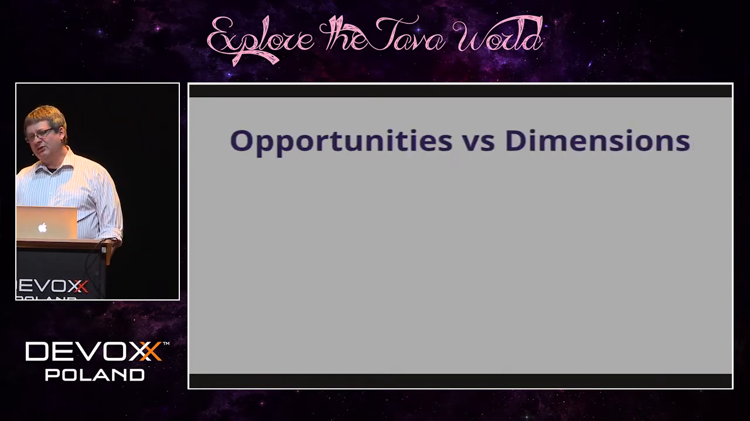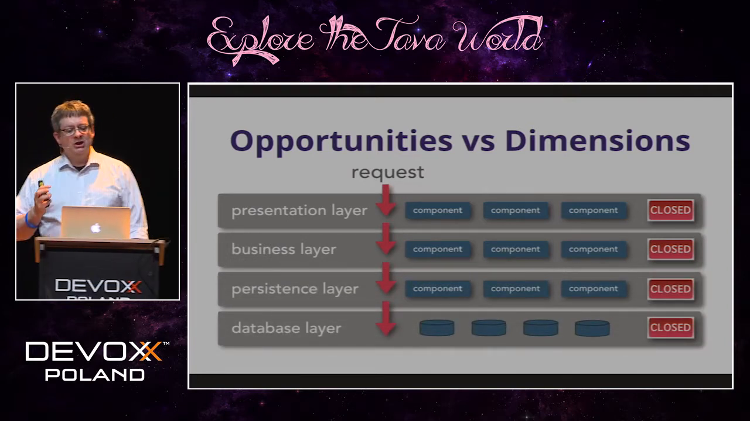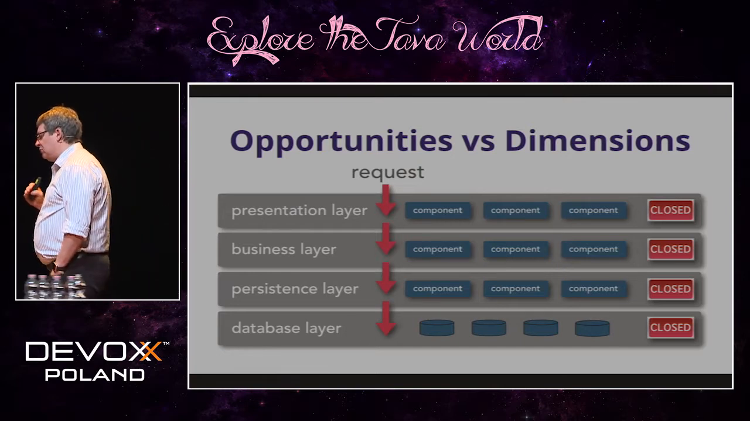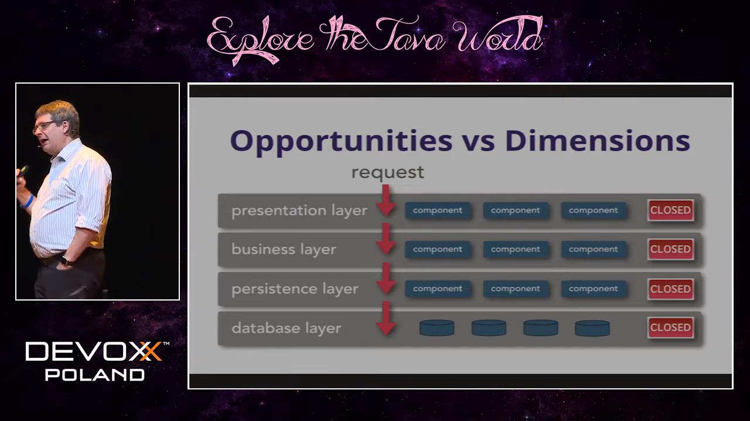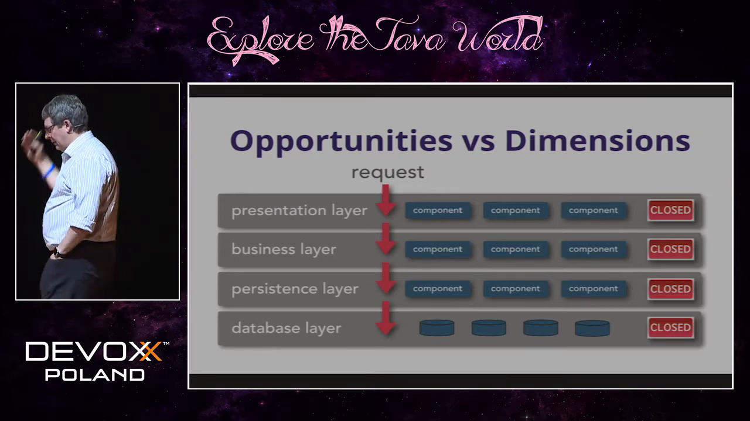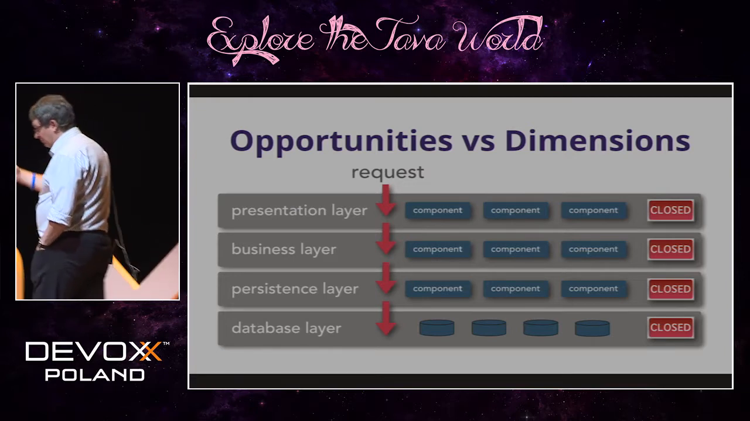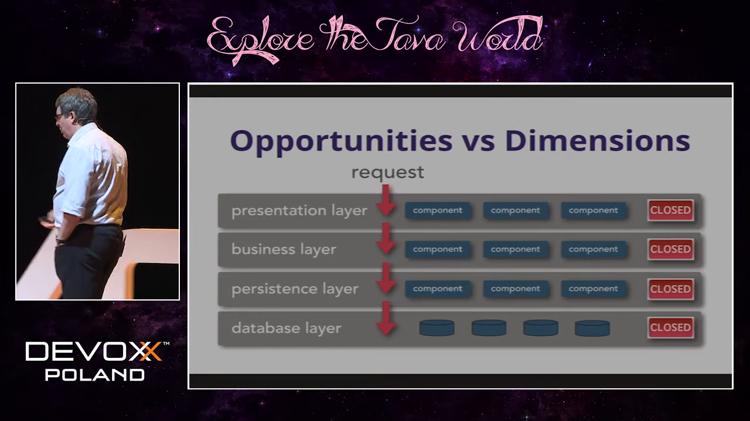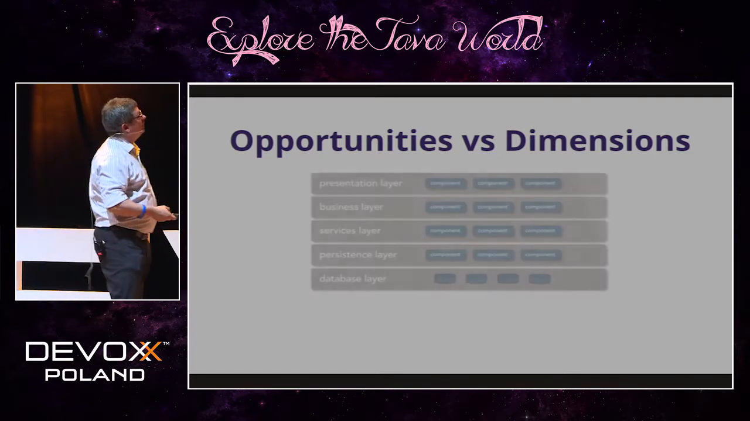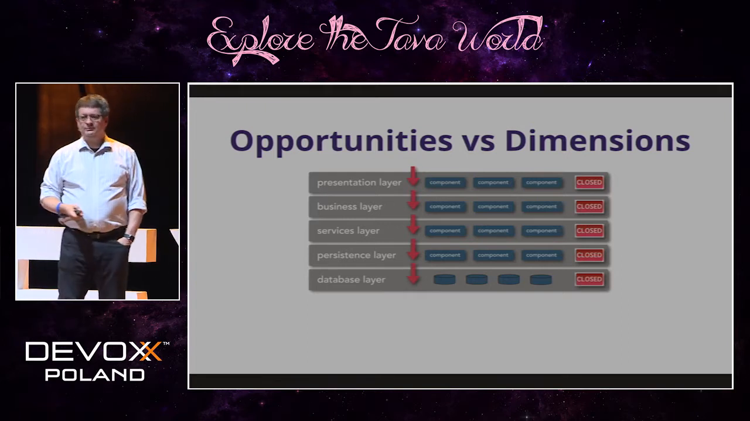So let me talk about this distinction between opportunities versus dimensions for just a second. This is a really common pattern in layered architecture where each of those layers is closed, meaning that all requests have to go through all of the layers to get to one of the layers within your architecture. So you can't just make a request directly into the middle of your architecture. It has to flow from top to bottom. Then a really common variation of this layered architecture has something set up like this.